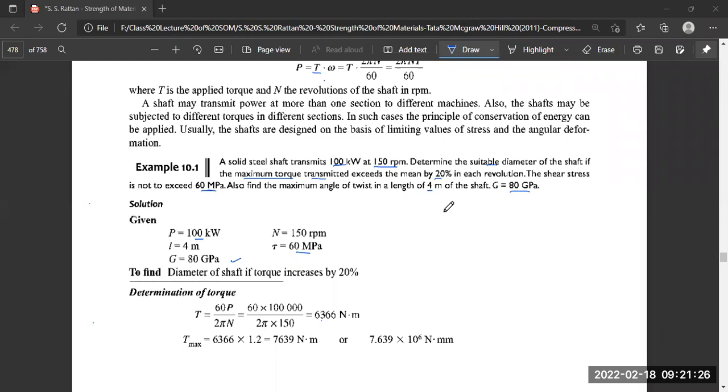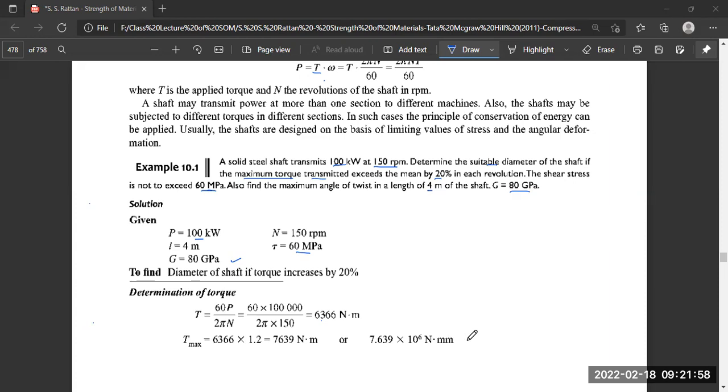But in some other problem, you find that nothing is given. So we may say that maximum torque, which is calculated with this formula, is usable here. But here it's not like this. Here it is saying that maximum torque is increased by 20%. So I am multiplying the calculated torque by 120%, or 1.2. This calculated torque from this formula is 6366, which we are multiplying by 1.2, meaning I am increasing it by 20%. It becomes 7639 Newton meter.